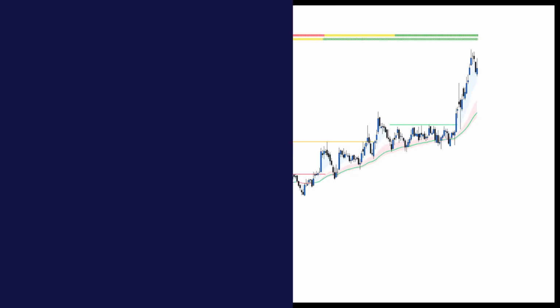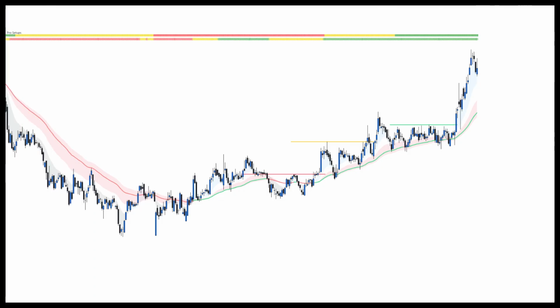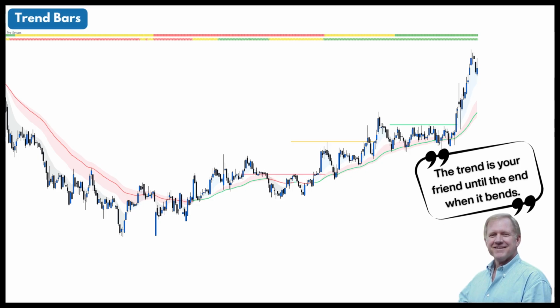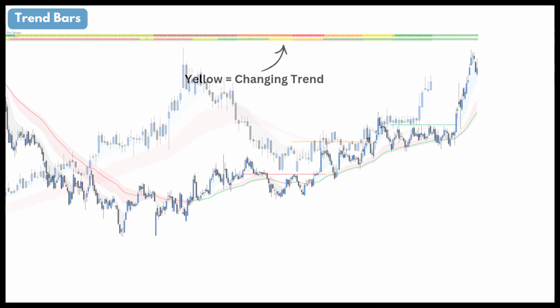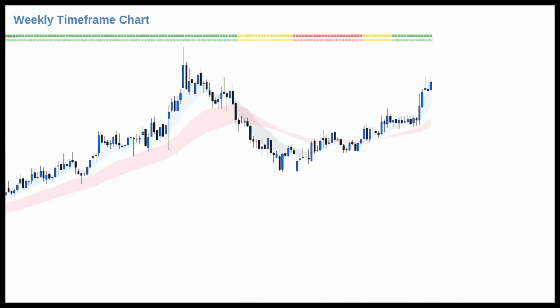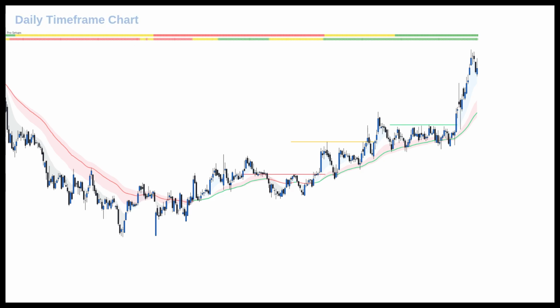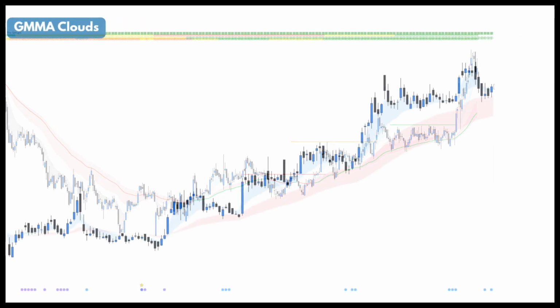Let's start with what you see on your charts when you first put this indicator on TradingView. Half the battle is just identifying the trend. That's why we put trend bars right at the top. Green represents uptrends, red for downtrends, and yellow signifies signs of changing trend. On weekly charts, both the trend bars represent weekly timeframe trends. On daily charts, it's even smarter. The top bar shows the weekly trend, while the lower bar shows the daily trend, giving you instant multi-timeframe context.